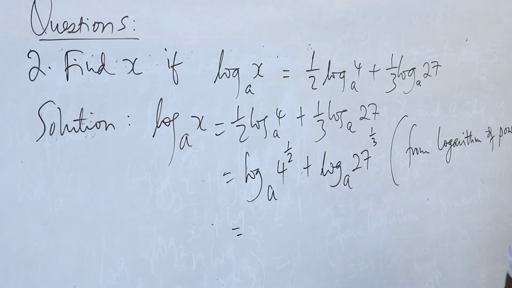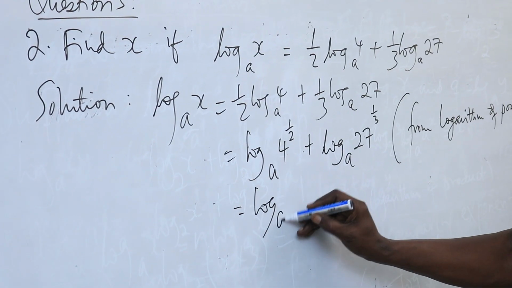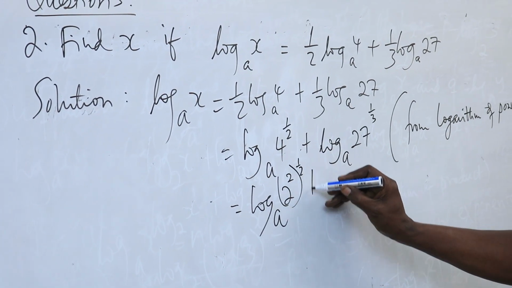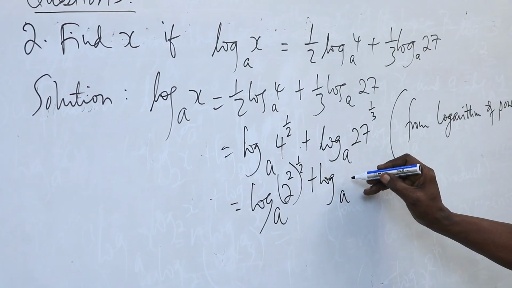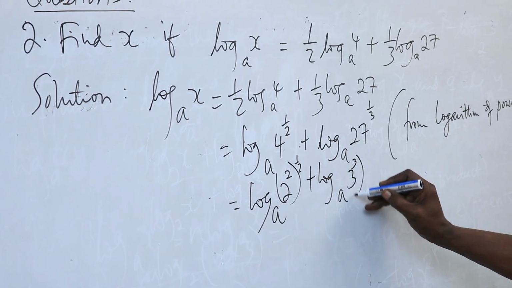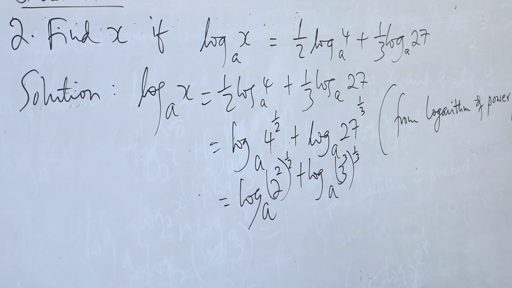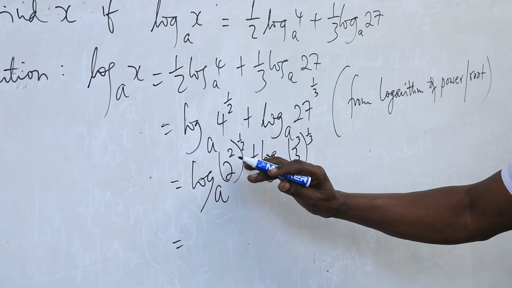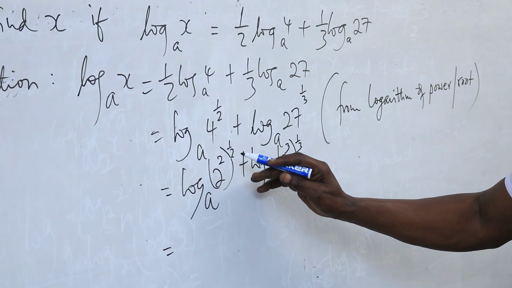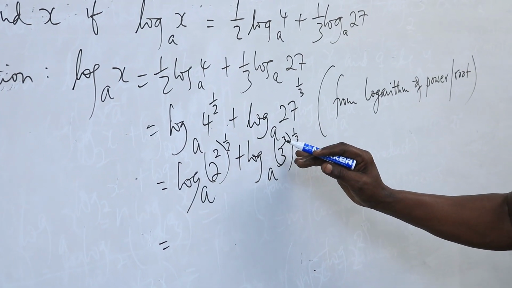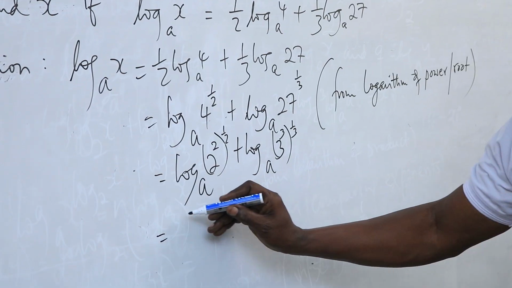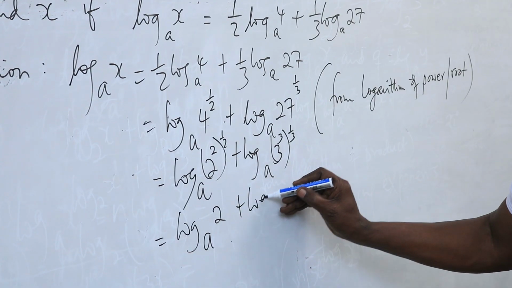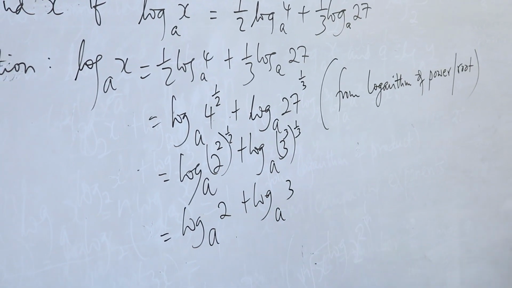But 4 can be written as 2 exponent 2, power half, and 27 can be written as 3 power 3, exponent 1/3. On simplification of 2 exponent 2 exponent a half and 3 exponent 3 exponent 1/3, this boils down to log base a 2 plus log base a 3.